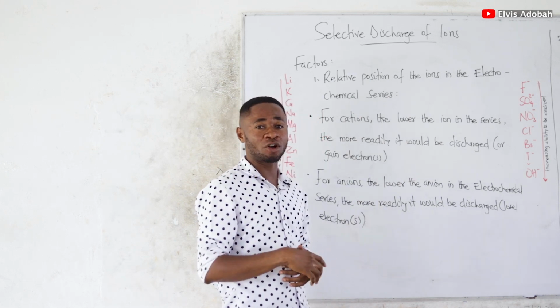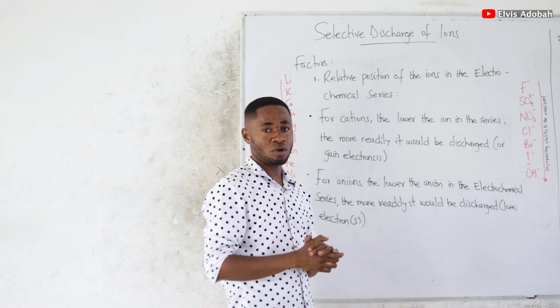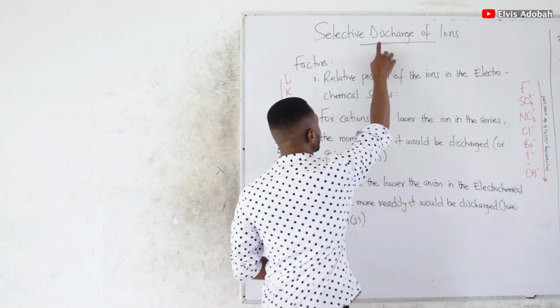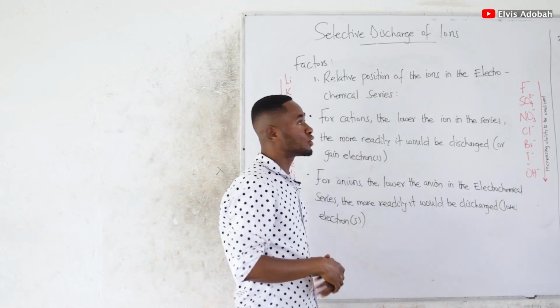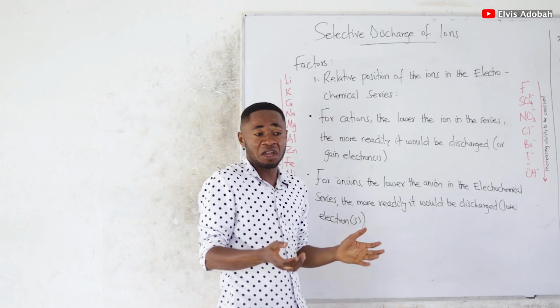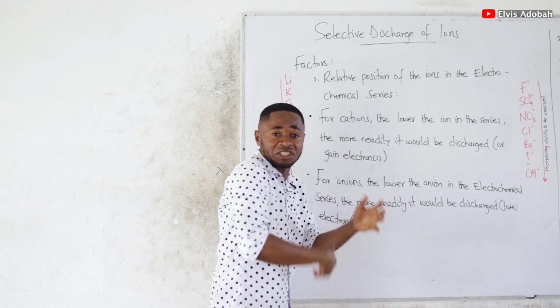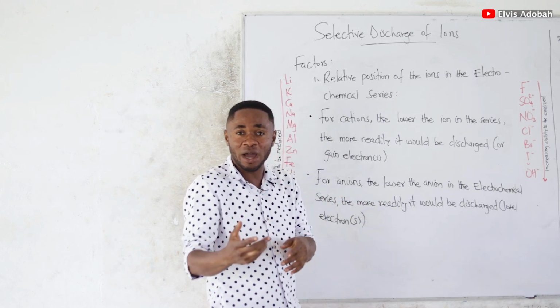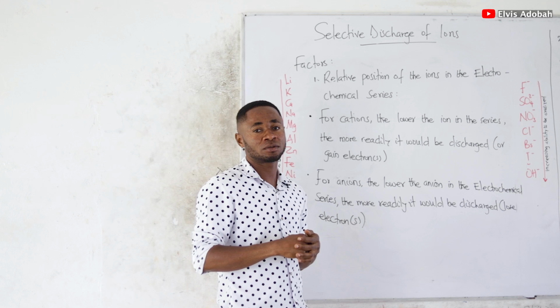And which of the cations is going to gain electrons? Or which of the cations is going to be discharged? So, selective discharge of ions. The ions are there. We have to select one and discharge it at the anode. Select one and discharge it at the cathode.